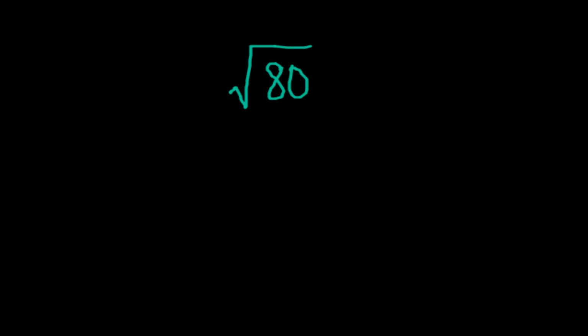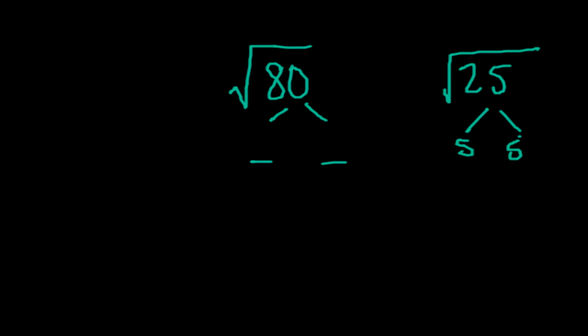What the square root of 80 asks us, of course, is: are there two numbers that we could multiply together that would give us 80? Because if we were looking at the square root of 25, we'd say what times what equals 25? Well, 5 times 5 equals 25.